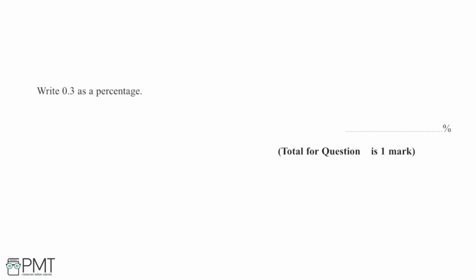Now in this question, we're asked to write 0.3 as a percentage. So this time we're going from a decimal to a percentage, and to convert from a decimal to a percentage, we're going to multiply by 100 to take this decimal and get it into percentage form. So we have 0.3 multiplied by 100, and that gives us an answer of 30%. So the answer here is going to be 30.